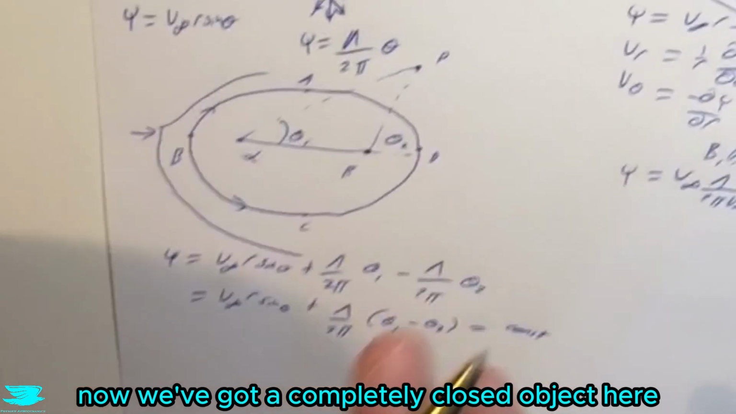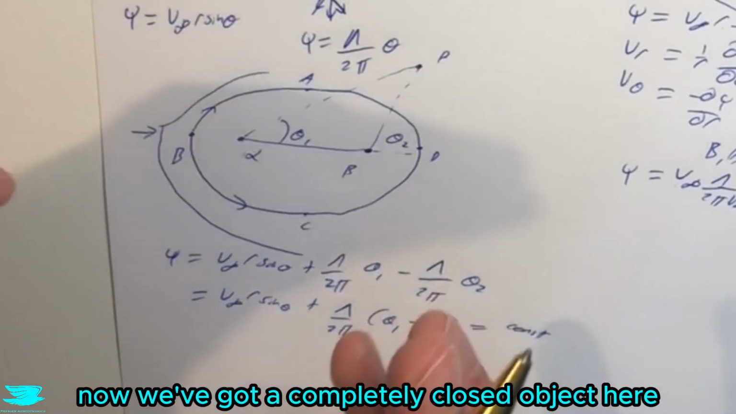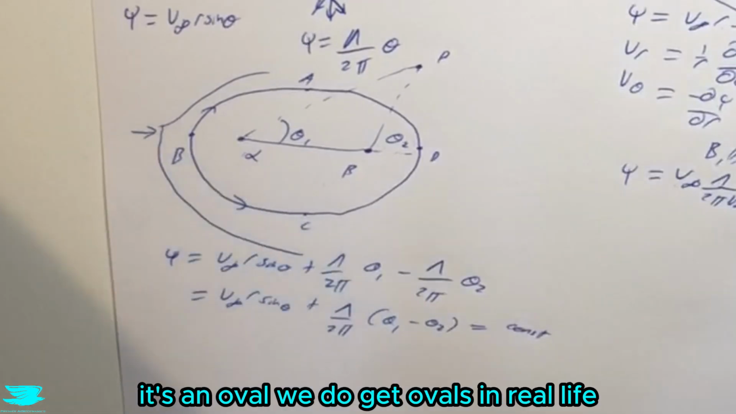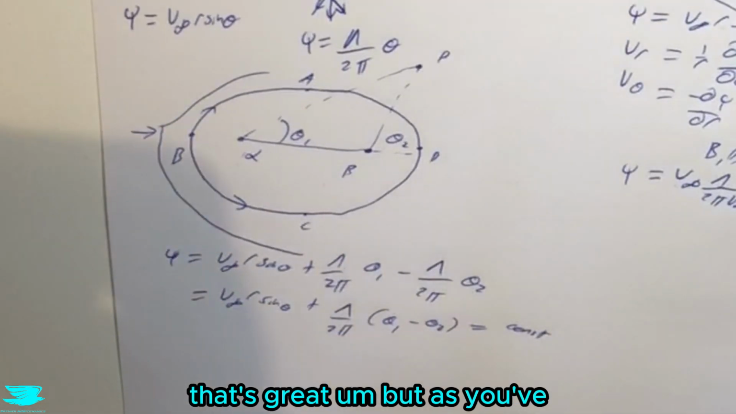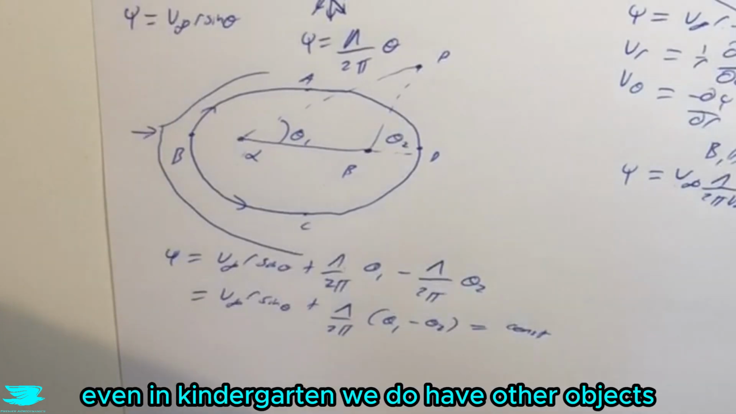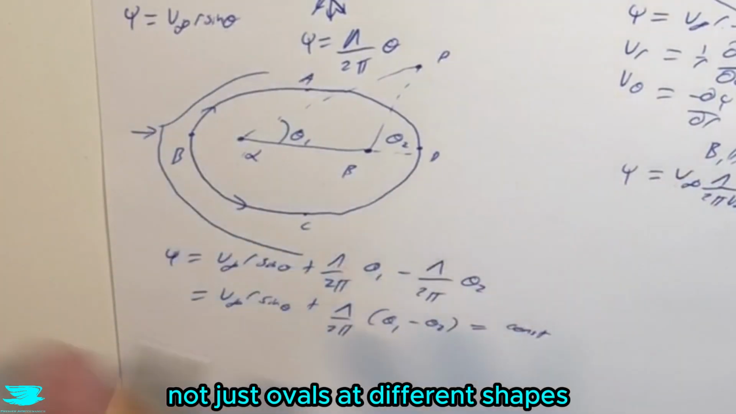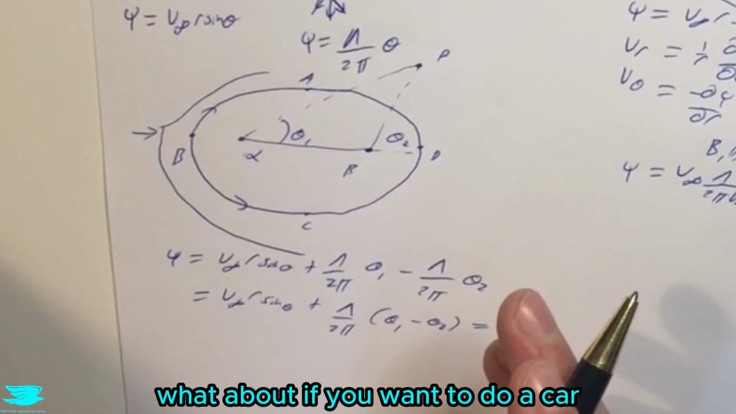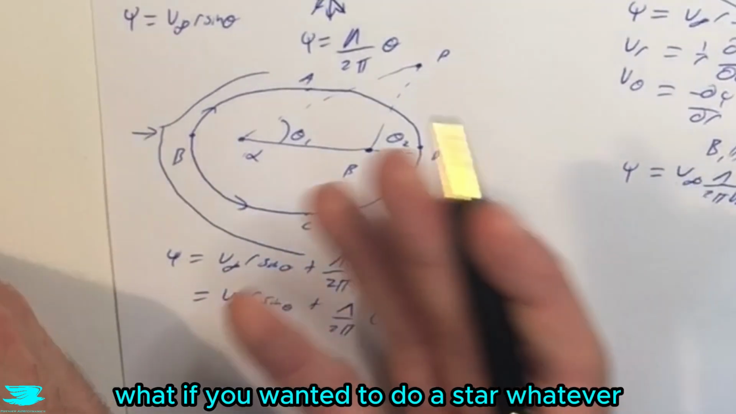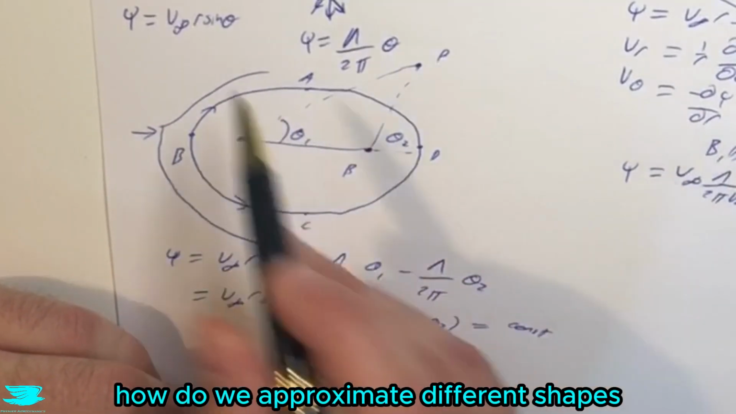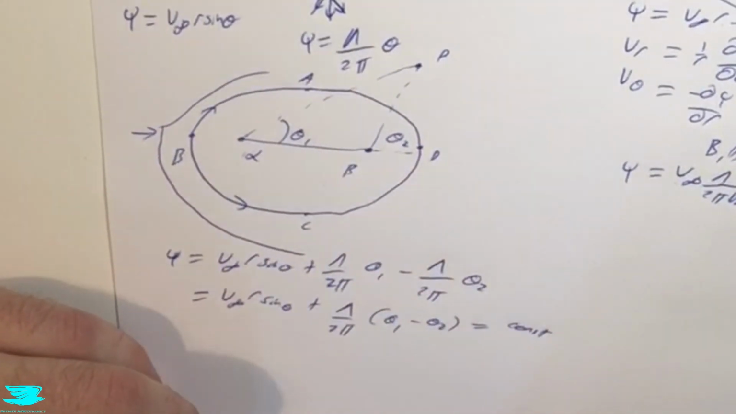Now, we've got a completely closed object here, and this actually represents something in real life. It's an oval. We do get ovals in real life. That's great. But as you've probably recognized from even in kindergarten, we do have other objects, not just ovals. We have different shapes. So how do we do other shapes? What about if we want to do a car? If we wanted to do this pen? What if we wanted to do a star? Whatever. How do we approximate different shapes with this idea?